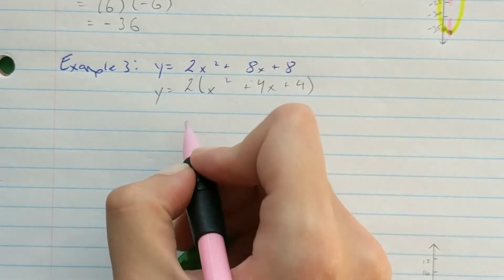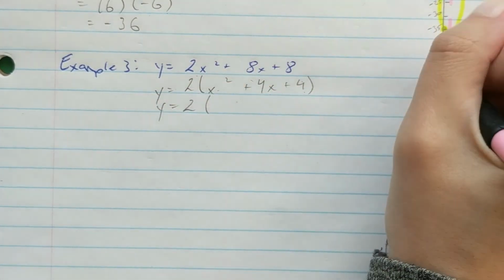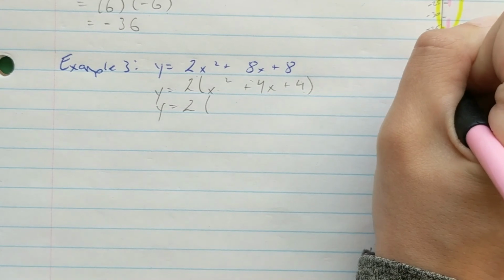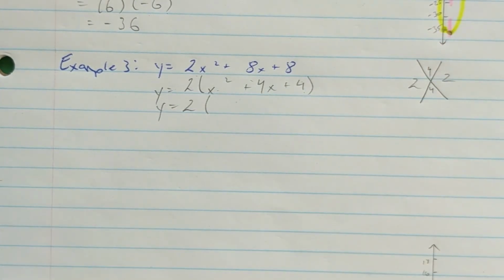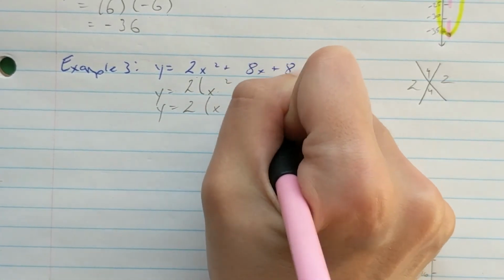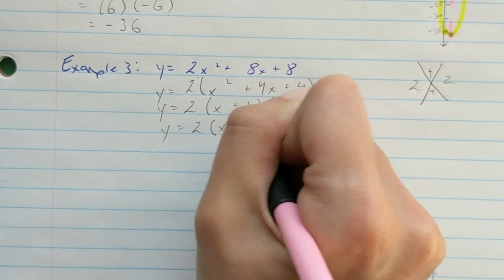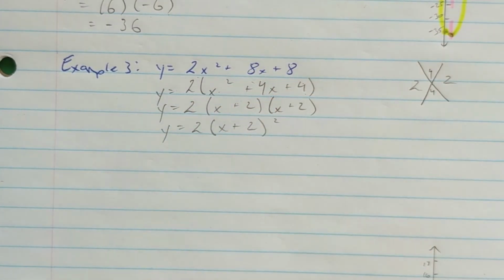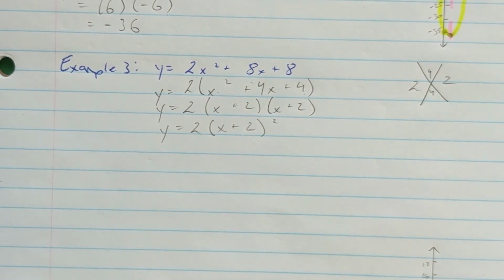I can now factor x squared plus 4x plus 4. I'm looking for two numbers that add to 4 and multiply to 4. It's 2, both of them. So I'm going to have an x plus 2 and an x plus 2, which is just x plus 2 squared. So my factored form is going to be 2 times x plus 2 squared. Okay, let's start to pull some information.